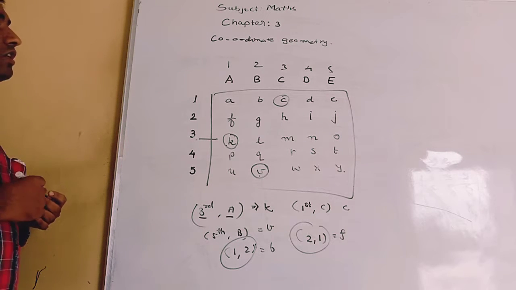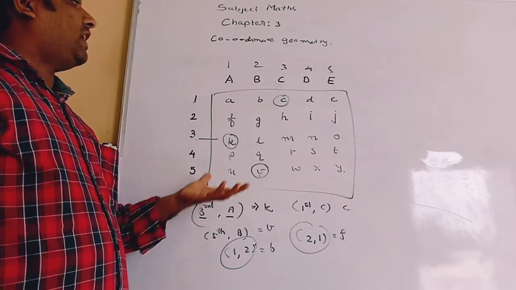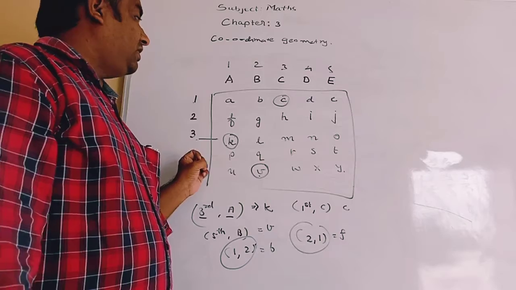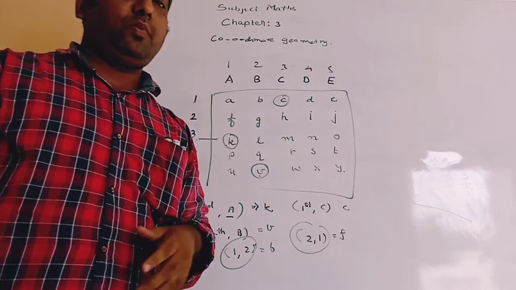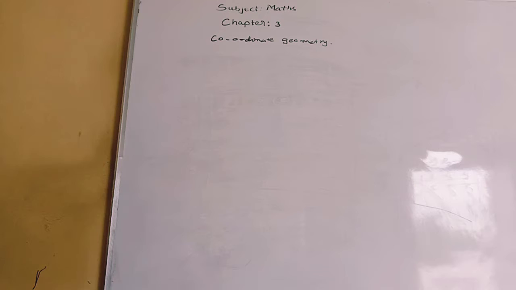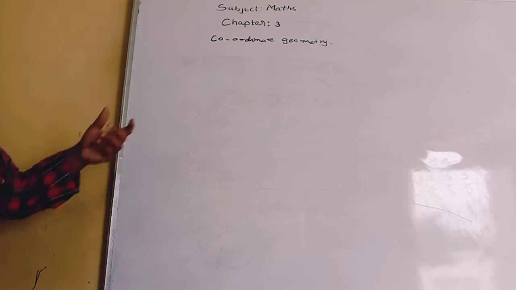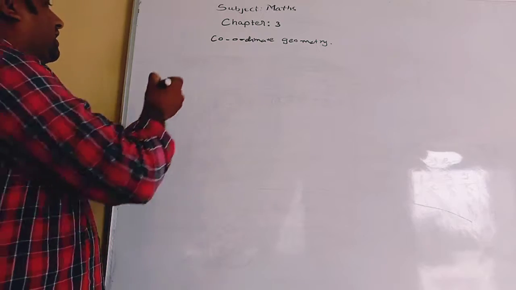And for solving problems of two dimensions like this, the mathematician René Descartes gave a system. It is known as coordinate geometry. The mathematician René Descartes developed the system, and it is known as the Cartesian system.